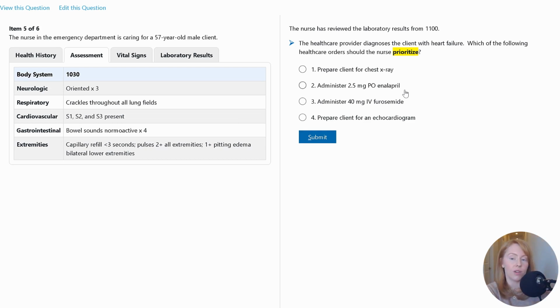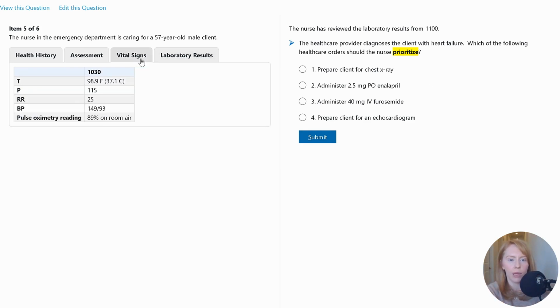Then administering enalapril. Enalapril is an ACE inhibitor that's given as an antihypertensive. So when I look at my blood pressure here, it's 149/93. That is high, and that has the potential to further overload them and is therefore sort of an issue of circulation. So that could potentially be a priority action I want to keep in mind.